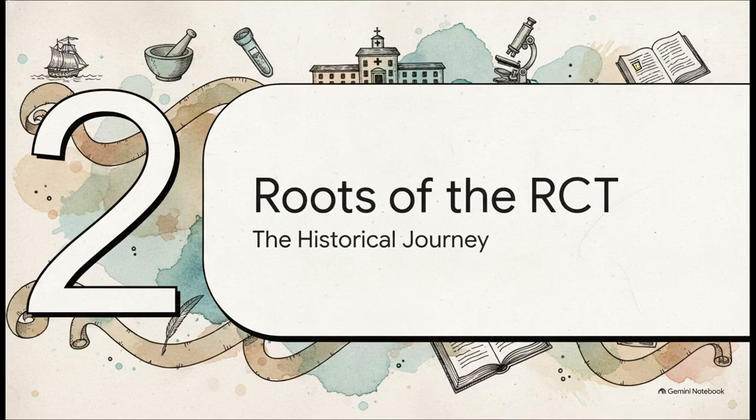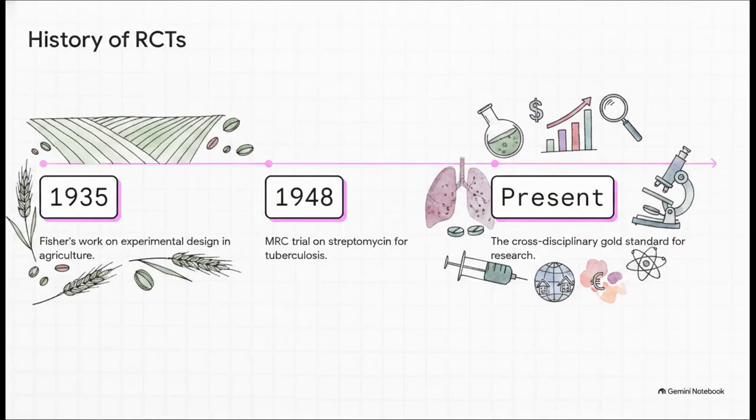Moving on to Section 2, roots of the RCT, the historical journey. Where did this incredibly rigorous scientific tool actually come from? To understand why it's so credible, we need a quick look at its history. Believe it or not, the modern RCT didn't start in a pristine laboratory, it actually started in a field, literally. Back in 1935, a researcher named Ronald A. Fisher was conducting experiments in agriculture. His work in crop yields contributed massively to the foundational principles of randomization, replication, and control.